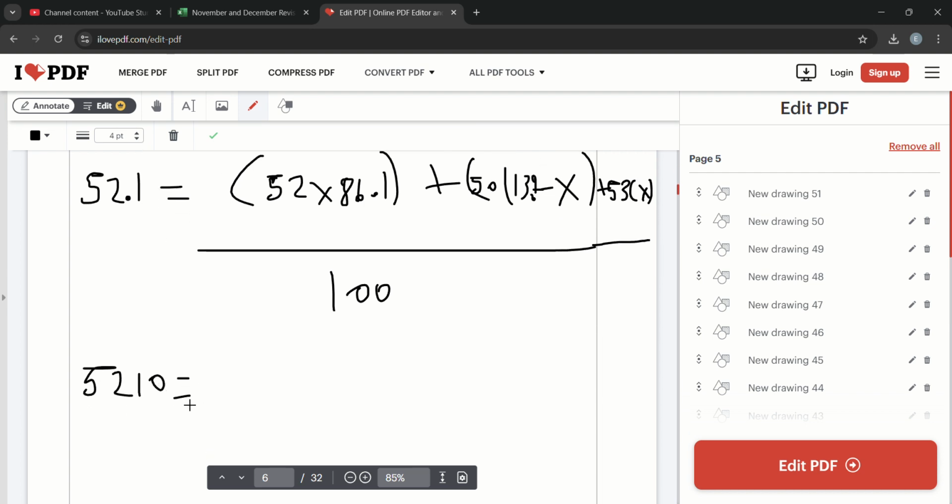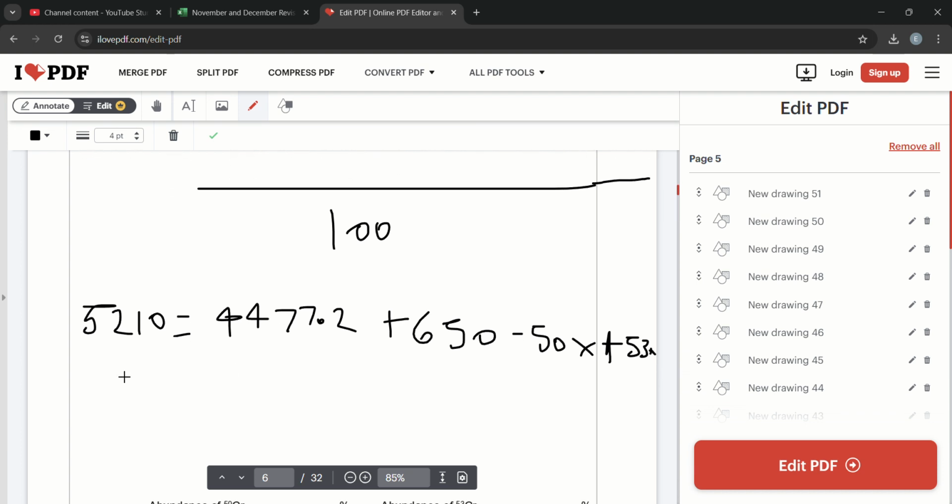Now we get 5210 equals 52 times by 86.1, 4477.2, plus 50 times by 13.9 minus 50x plus 53x. 5210 equals 5127.2 plus 3x. Have I done this right?